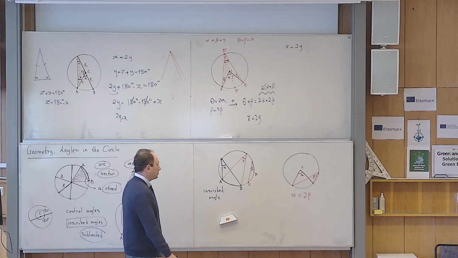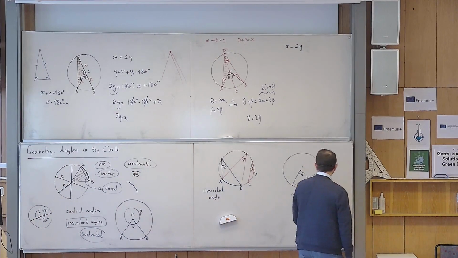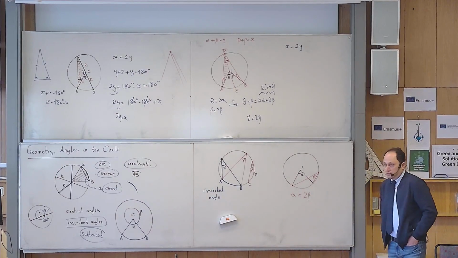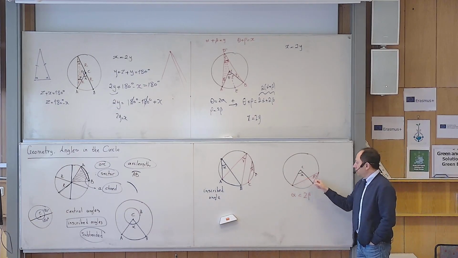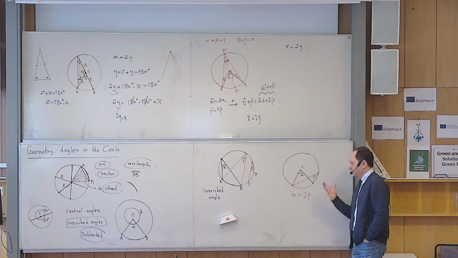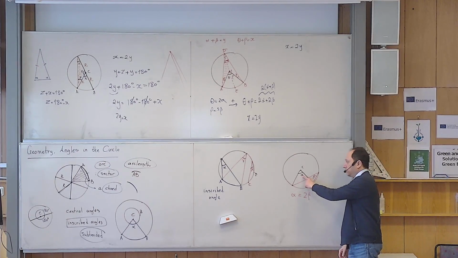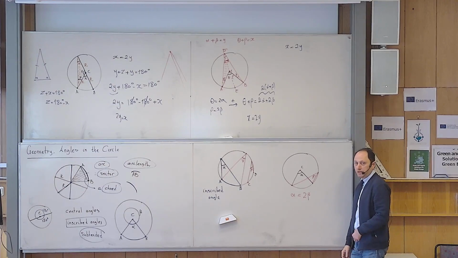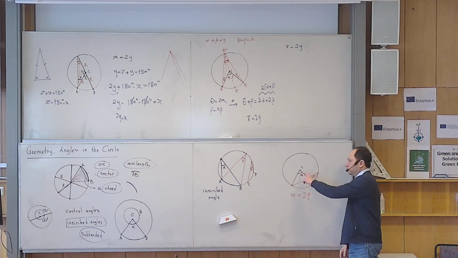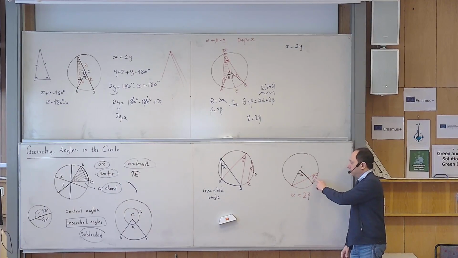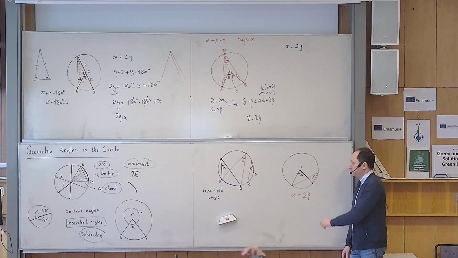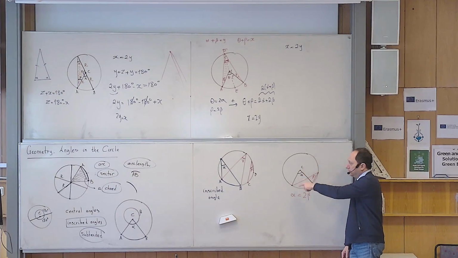For example, can you convince me that this is indeed the case? We want to prove the same thing. I want to prove that in this picture again, the size of alpha is 2 times beta, but I want to repeat everything again. What is the name of alpha? What type of angle is that? Central. Why? Because the vertex is the center and the arms are radii. What type of angle is beta? Inscribed. Why? Because the vertex is on the circle and the arms are chords.